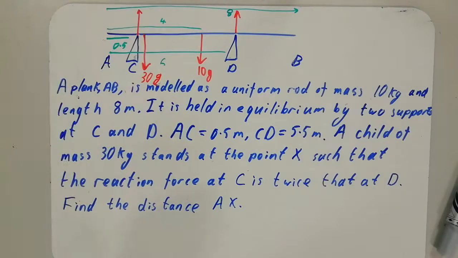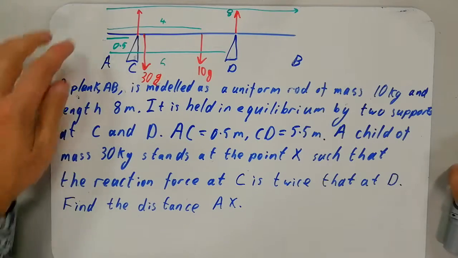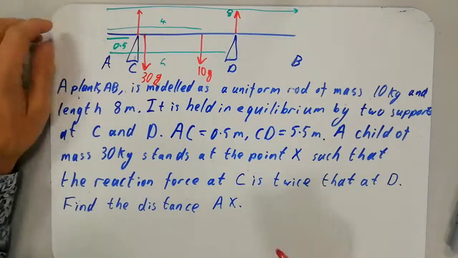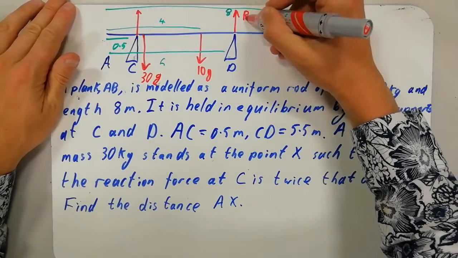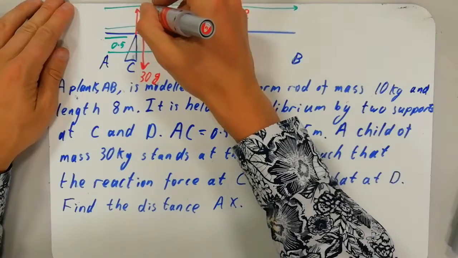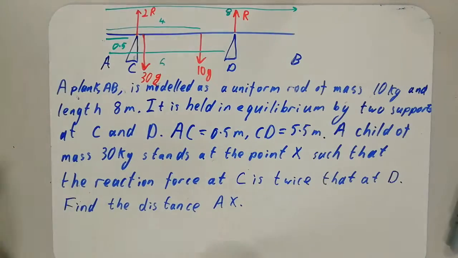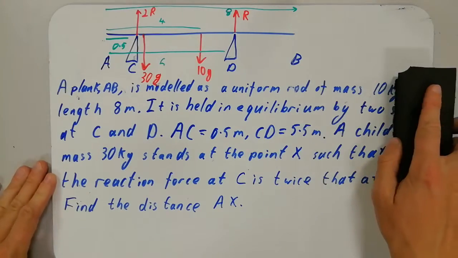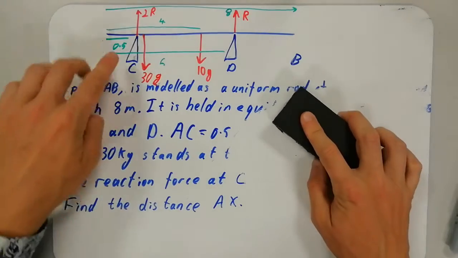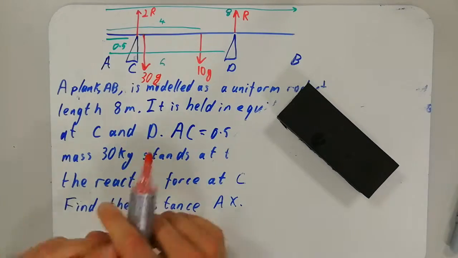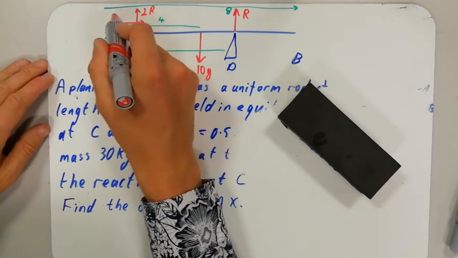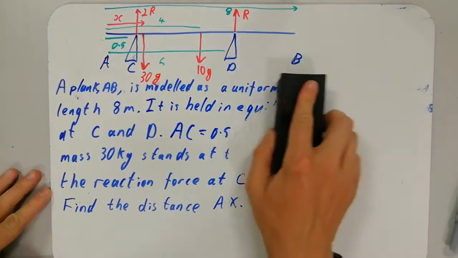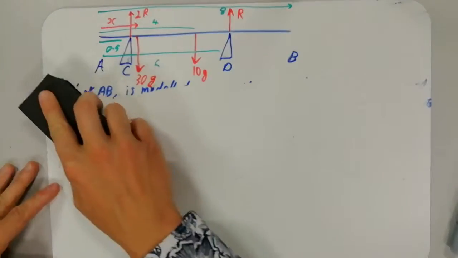So we've got all of the information on our diagram. The reaction force at C is twice that at D. So because the reaction force here is twice the reaction force there, I'm just going to call that reaction force R, and then at C I must have a reaction force of 2R. Now all of my information is on the diagram. I'm going to rub off this information. We need to find that distance X. We want to know that distance. Cool, so let's have a look at how we can do that.